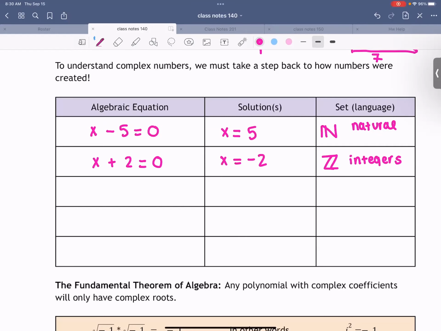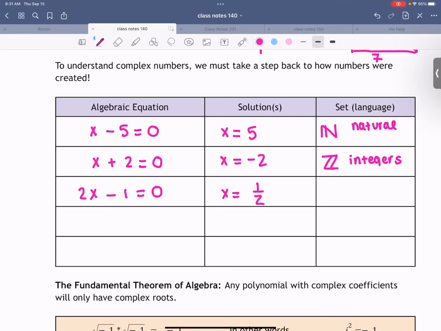Okay. So we talked about taking an x, adding and subtracting numbers to it. Well, let me modify this equation even more. Let's do 2x minus 1 equals 0. Okay. Now I've added multiplication to the equation, right? What's my solution now? 1/2, right? So now I'm introducing fractions to my numbers, right?